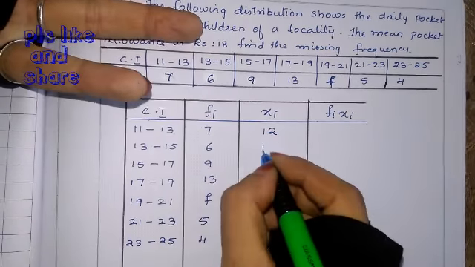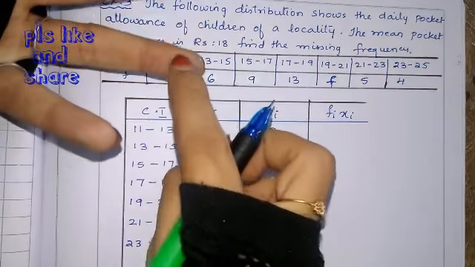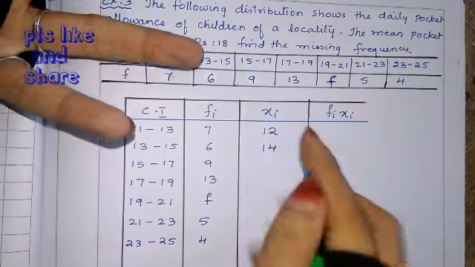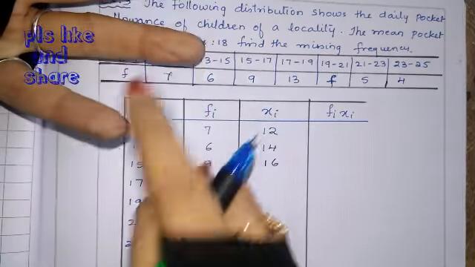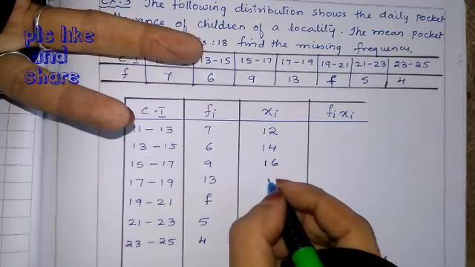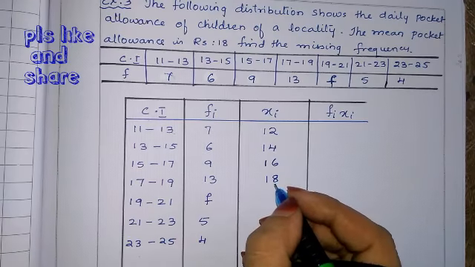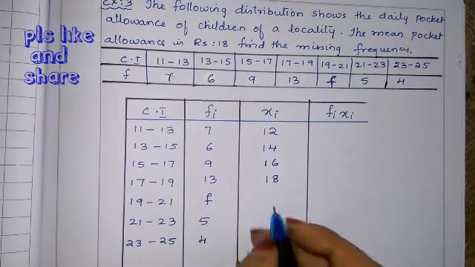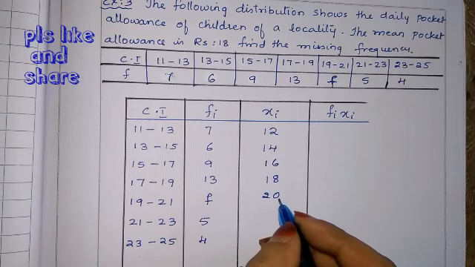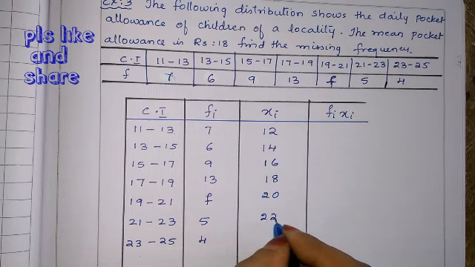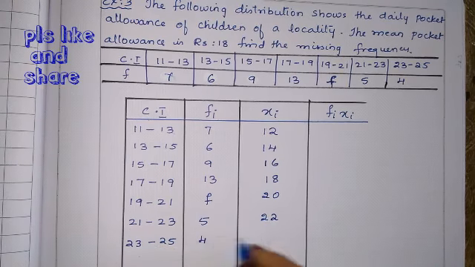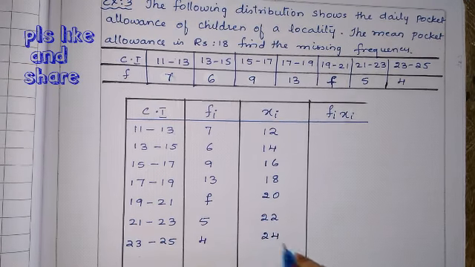14 is the middle number. 15, 16, 17: 16 is the middle number. 17, 18, 19: 18 is the middle number. Like that, 19, 20, 21: 20 is the middle number. 21, 22, 23: 22 is the middle number. Next 23, 24, 25: 24 is the middle number.